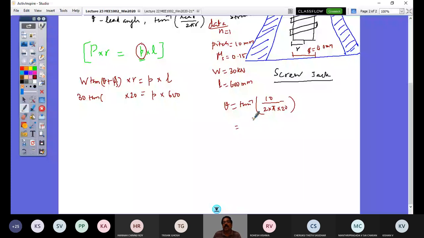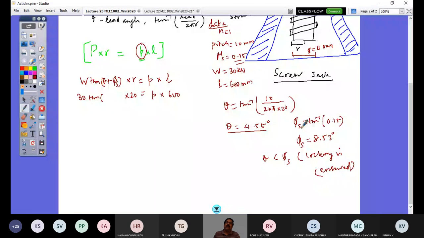Now this is theta. So what is my phi s? It is tan inverse of mu s, which is given as 0.15. Shift tan inverse of 0.15 is 8.53 degrees. So you see here, this is the slope and this is your phi s. Since theta is less than phi s, this is locking. Locking is ensured.